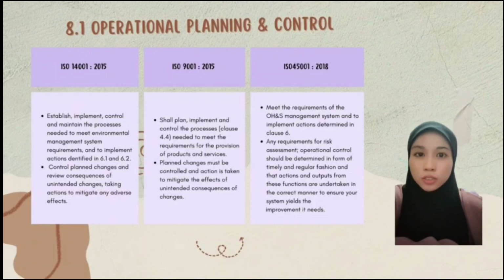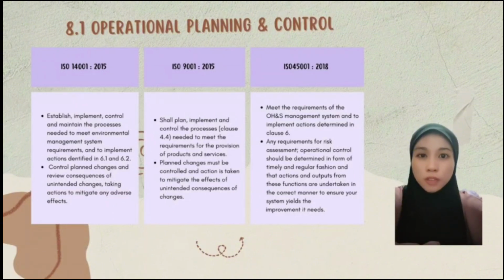For ISO 9001:2015, plan, implement, and control the processes, clause 4.4, needed to meet the requirements for the provision of products and services. The planned changes must be controlled and action taken to mitigate the effects of unintended consequences of change.